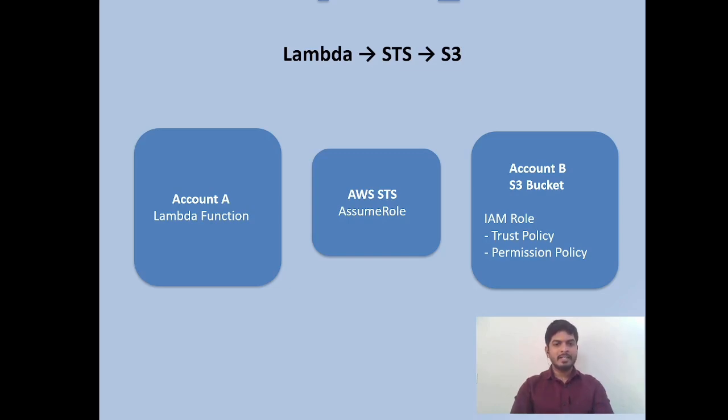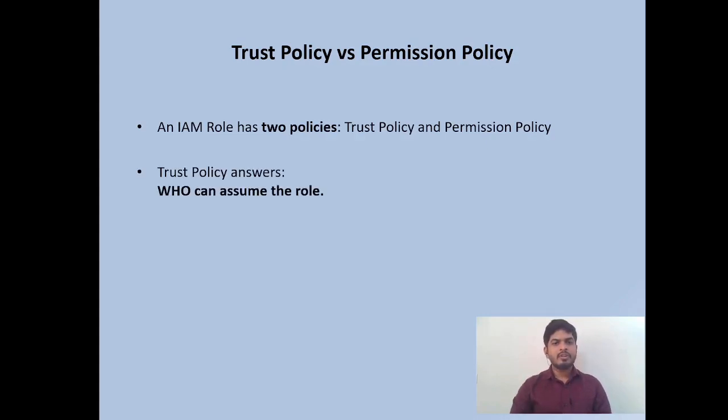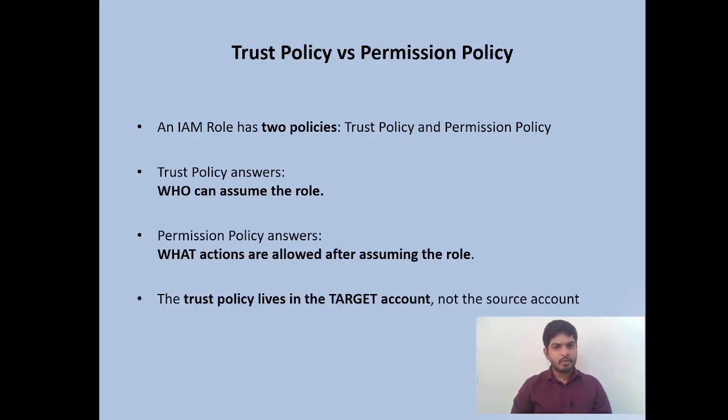Now let's see the difference between trust policy and permission policy. This is where many candidates fail. So remember this clearly. An IAM role has two policies, trust policy and permission policy. The trust policy answers who can assume the role, while the permission policy answers what actions are allowed after assuming the role. The trust policy lives in the target account and not in the source account. The trust policy answers the important question, whom do I trust?